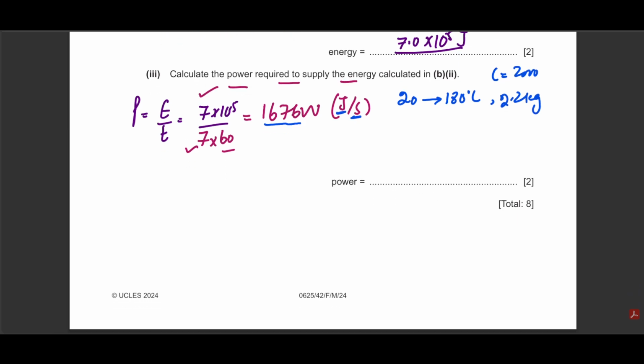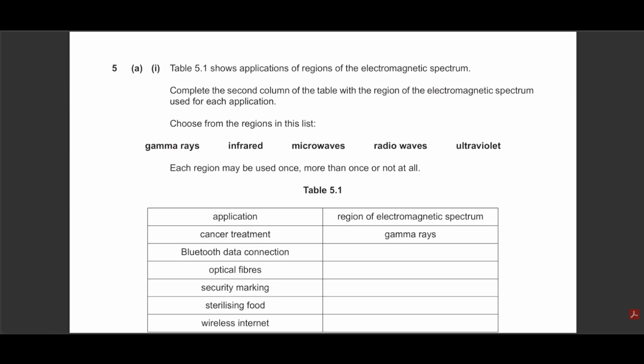This is where it all ties in. So I need to convert this into two significant figures. So I'll write down 1.7 × 10^3, but since it's power, I'll write down watts. Moving on to question number 5.